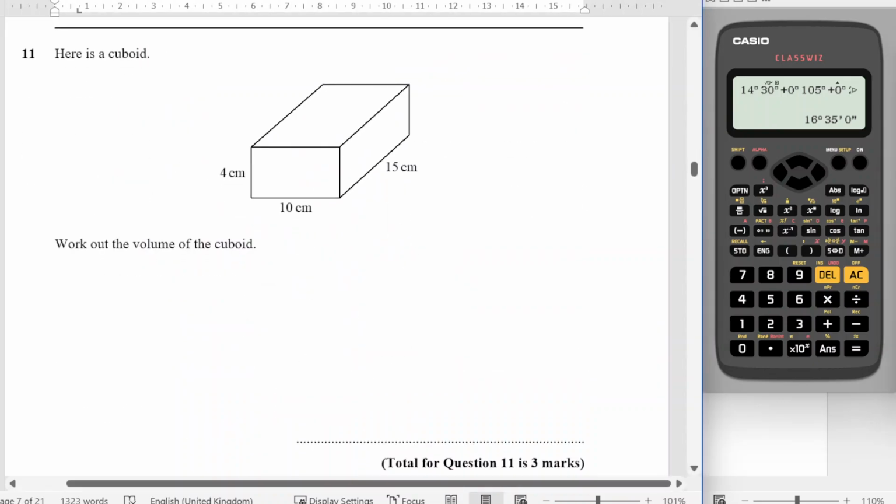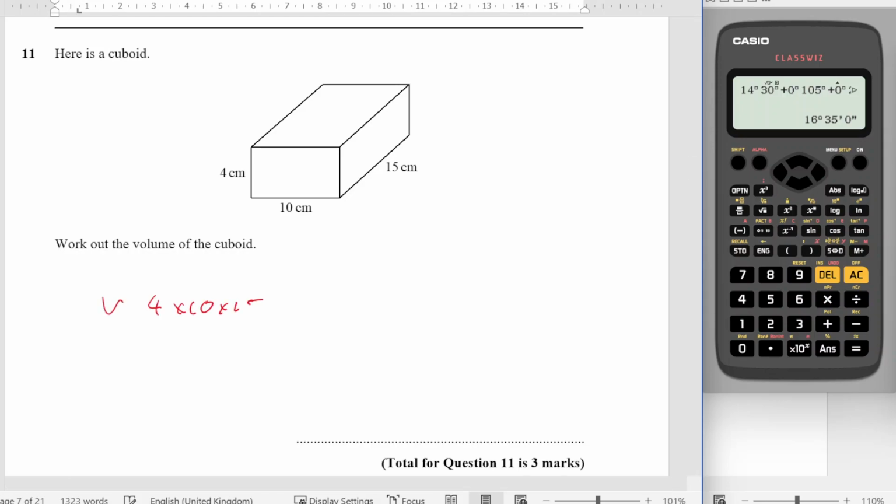Okay, here's a cuboid. Work out the volume. So volume is base times width times height, or the 3 dimensions times together. Your order for this is up to you. I would probably do 4 times 15 first of all. So that's going to be 60, times 10, which would give me 600. And an independent mark here for my units, so centimeter cubed.